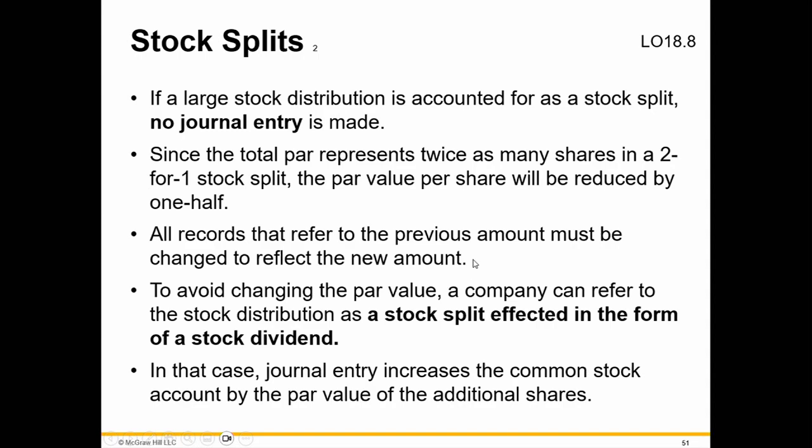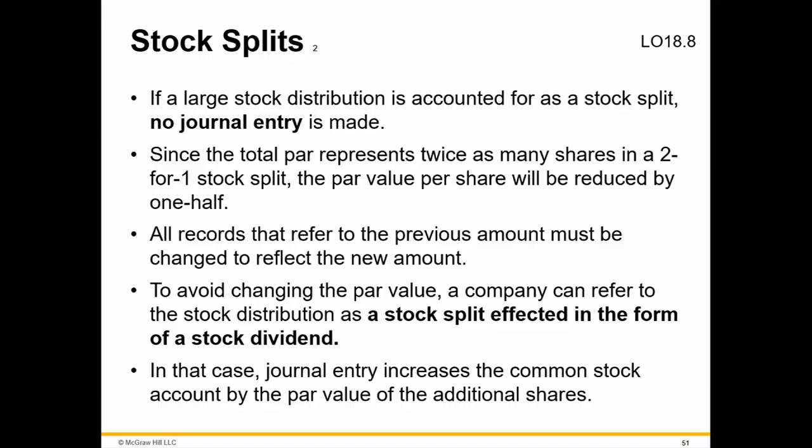If a large stock distribution is accounted for as a stock split, no journal entry is made. So a stock distribution can look like a stock split. Since the total par represents twice as many shares in a 2-for-1 stock split, the par value will be reduced by 1/2. All records that refer to the previous amount must be changed to reflect the new amount.